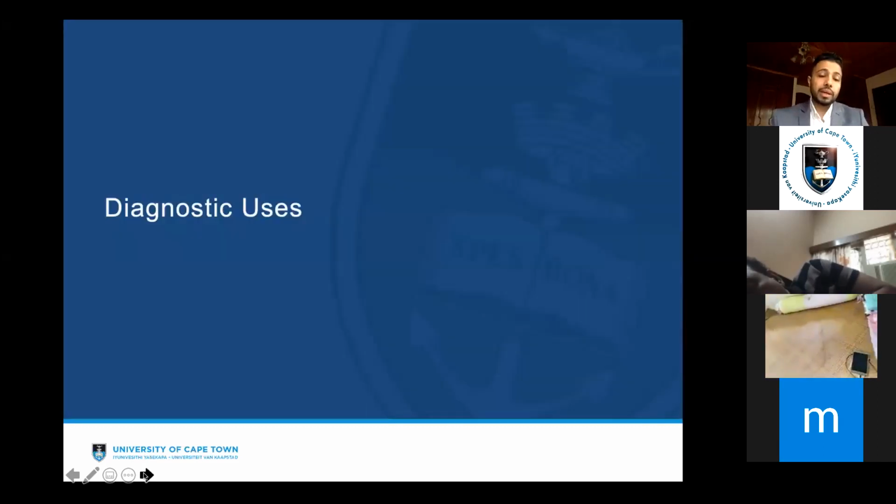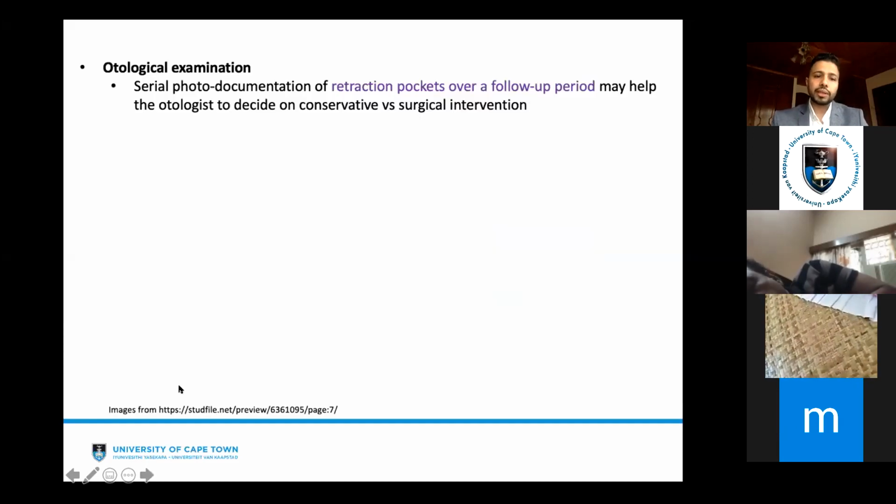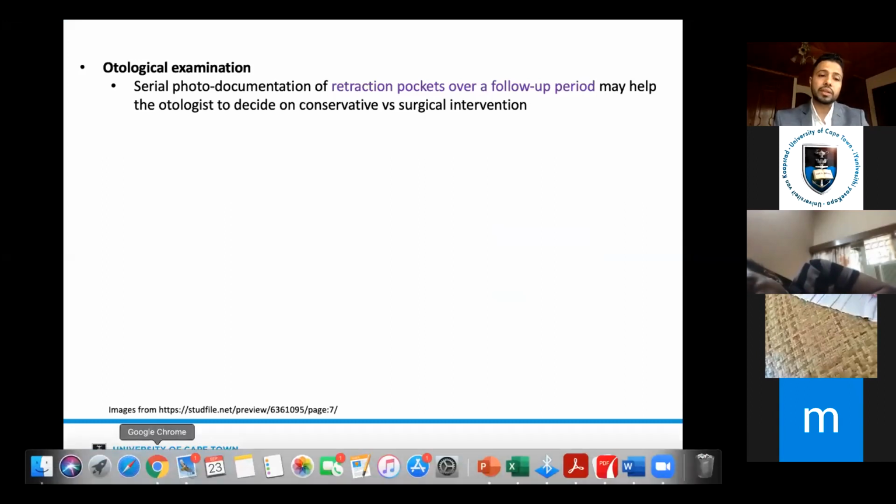Moving on to some diagnostic uses of the endoscope. If we look at uses in the outpatient department on otological examination, serial photo documentation is possible, and it's especially relevant in retraction pockets over a follow-up period that help us to decide whether we're going to continue to undertake a conservative approach, or whether we're going to go in and do something a little different.